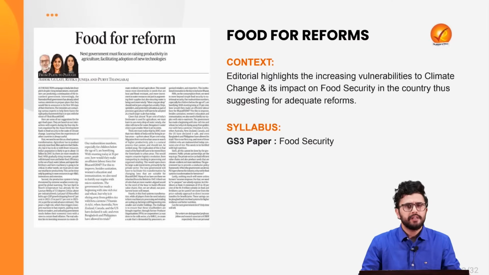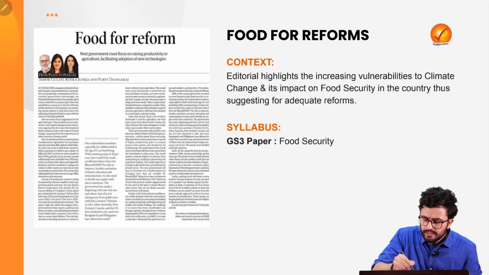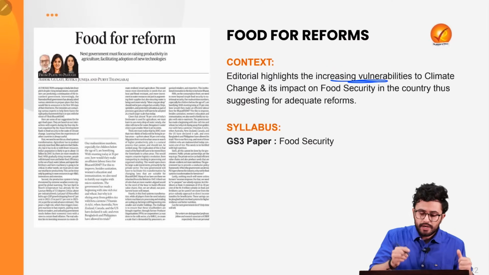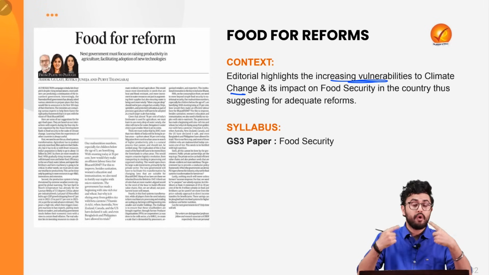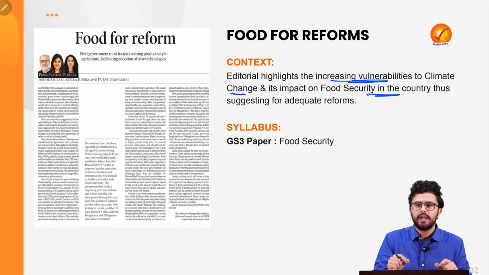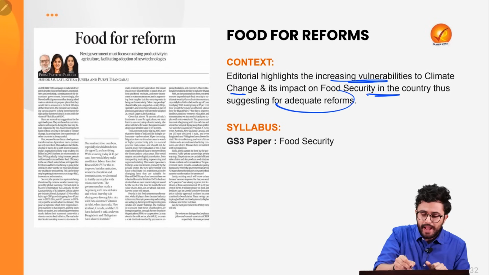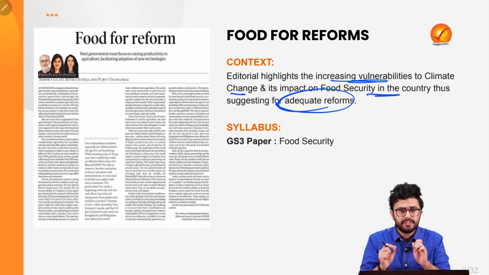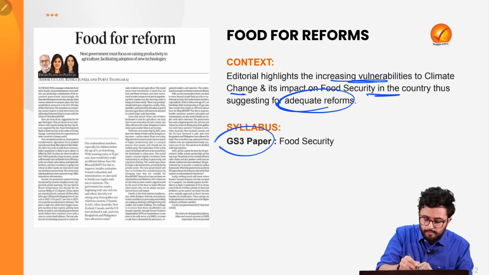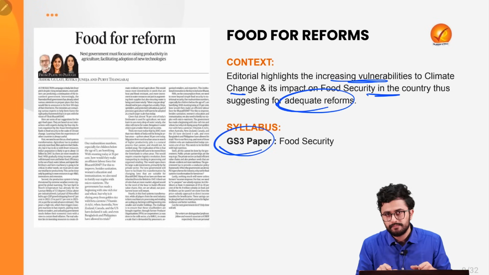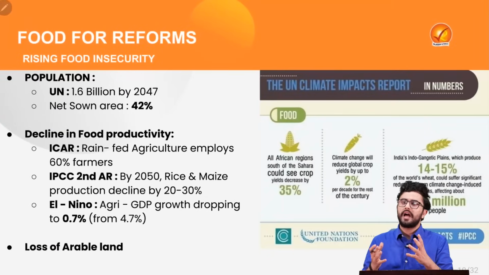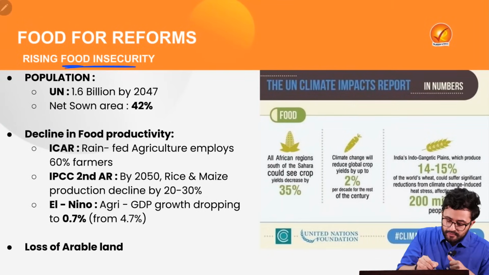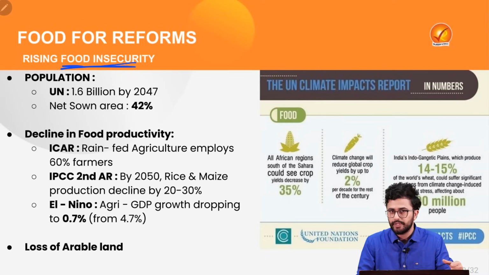The editorial in the Indian Express highlights the increasing vulnerabilities to climate change and its impact on food security in the country, and also provides some adequate reforms which shall be taken. This issue of food security forms an important component of your GS3 paper. So let's first try to examine the status of prevailing food insecurity in our country.